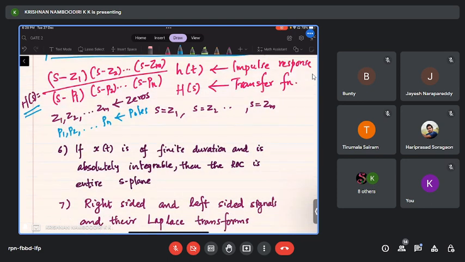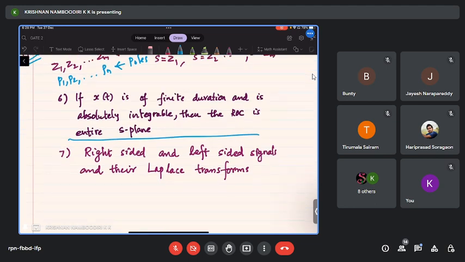Now this is very straightforward. If x of t is of finite duration and is absolutely integrable, then the ROC is the entire S-plane. If the signal that we are considering is a finite duration signal and is absolutely integrable, then the ROC is the entire S-plane. That means the Laplace transform will converge over all the values of S.